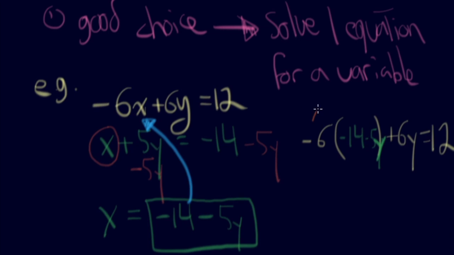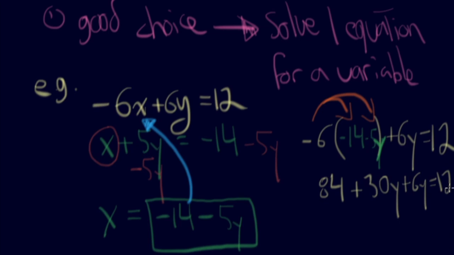There are a couple of shortcuts you could have probably done to solve this one, but I'm going to go really slow. I'll give you a hint: if you divide by 6, it would be a really good choice right now. You could avoid doing the distribution. But I'm going to distribute because the majority of students are going to distribute. So negative 6 times negative 14 gives me a positive 84. And negative 6 times negative 5 gives me a positive 30y. I still have that other 6y. And of course, this all equals 12 somehow.